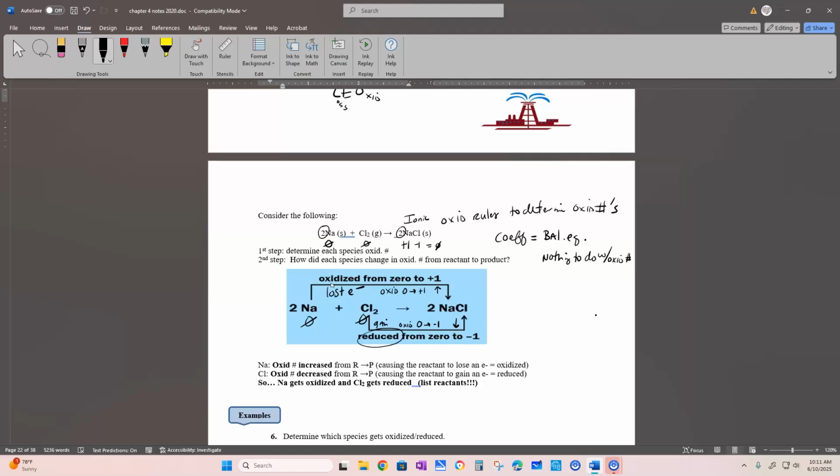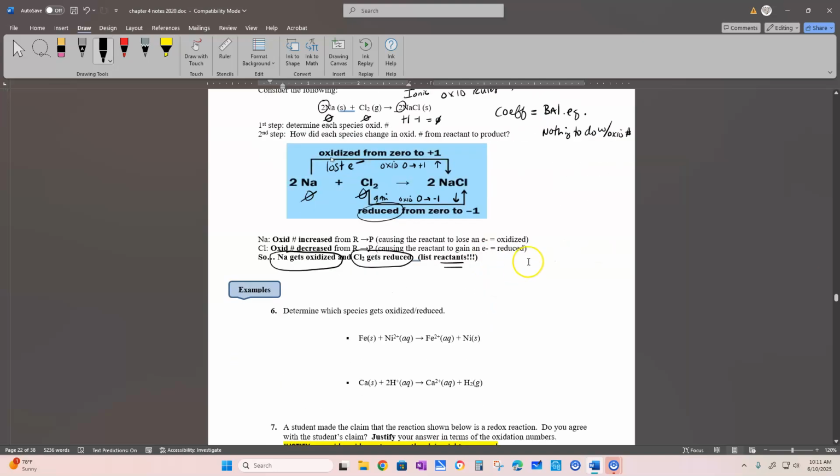So how do you tell AP in your explanation? Sodium was oxidized, chlorine was reduced. You list the reactants. As you see right here, sodium and the Cl2. If by chance you forget to put the 2 on it, not a big deal. You could just say chlorine was reduced. So let's do a practice.